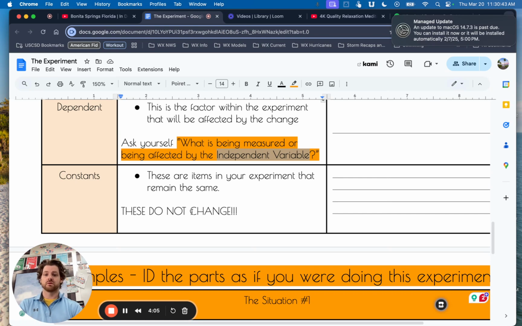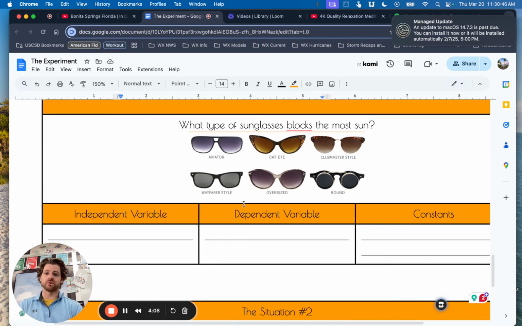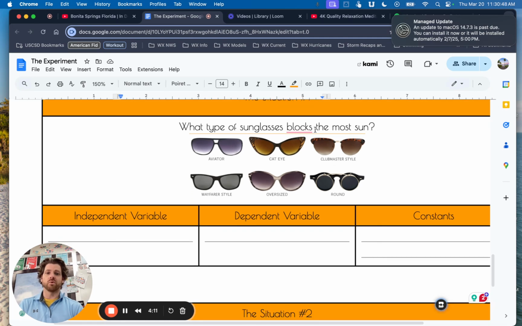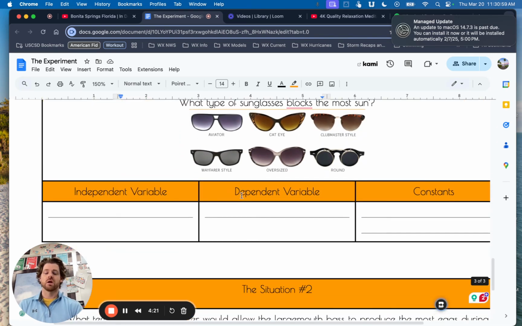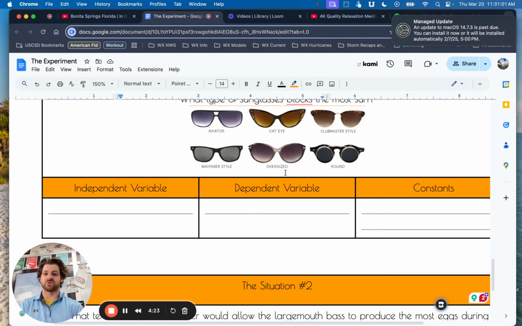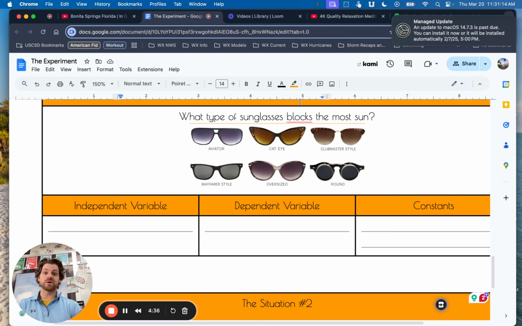Okay, that's it. Now, if you were doing this with some other experiments, let's take a look at another example here. What type of sunglasses blocks the most sun? You've got all these different kinds. Well, what's the independent variable? How do we figure this out? We're going to go back up and ask, what is the scientist changing? The scientist is changing the different type of sunglasses. Well, what's the dependent variable? What's being affected by that independent variable? In other words, what's dependent on the independent variable? That is the thing that we can measure, and that is the amount of sun that gets through, the amount of light that gets through.